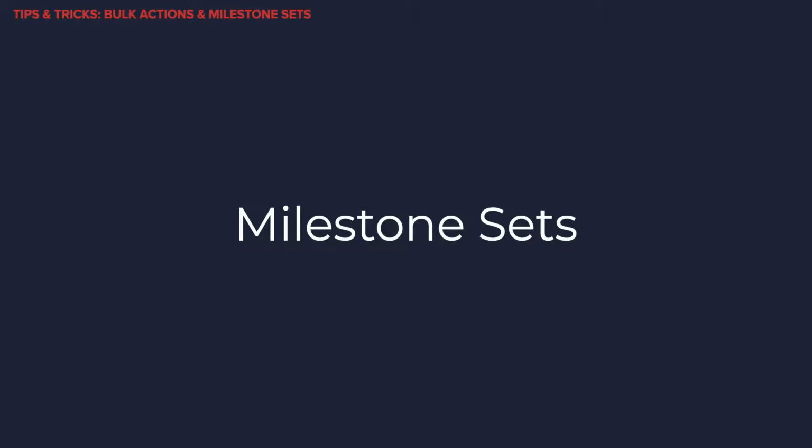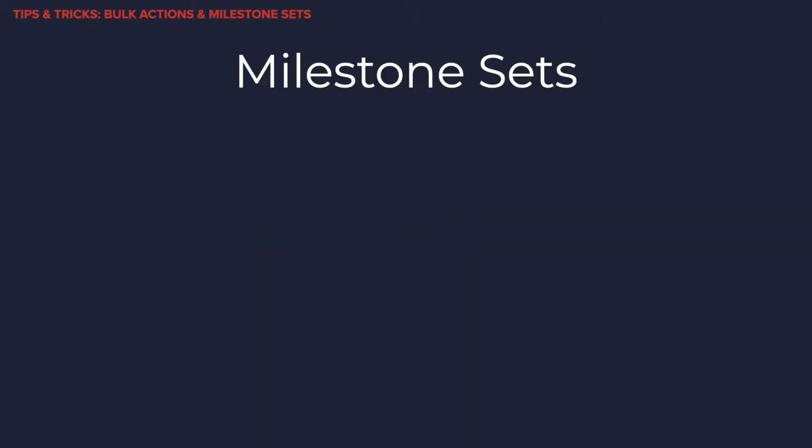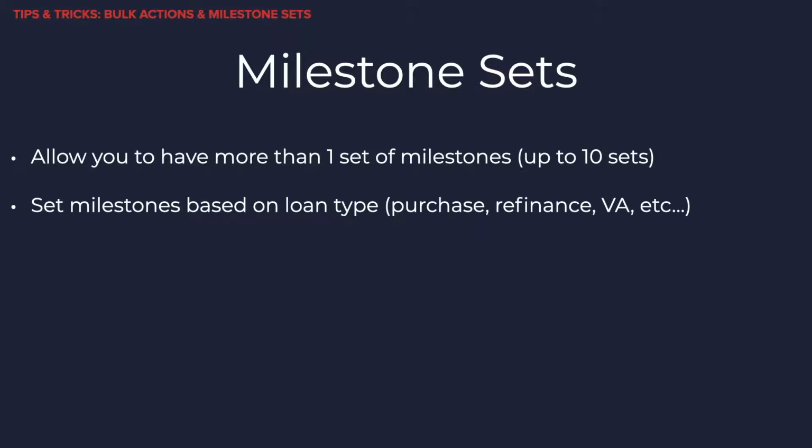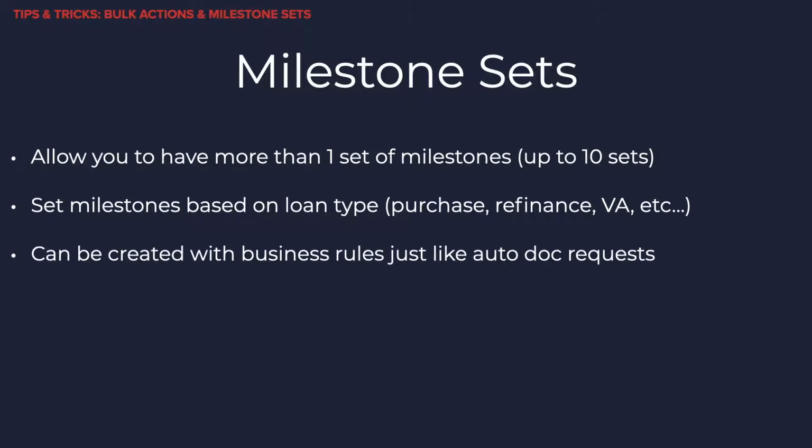All right, let's go ahead and talk about milestone sets now. So milestone sets allow you to have more than one set of milestones. You can actually have up to 10 milestone sets. You can set your milestones based on loan type, for instance. You can select different milestone sets for purchase, refinance, VA, or any other milestone sets you may need.